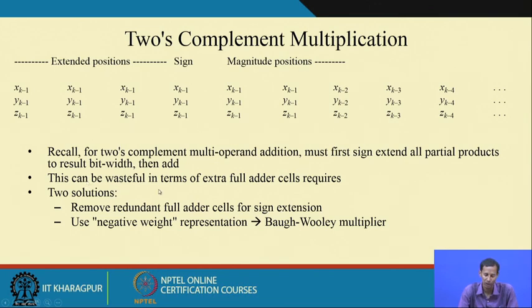And this can be wasteful in terms of extra full adder cell requirement. Two solutions can be introduced to solve this problem: remove redundant full adder cells for sign extension, or use negative weight representation, which is what the Baugh-Wooley multiplier follows. What is the architecture of this Baugh-Wooley multiplier? We will see that now.